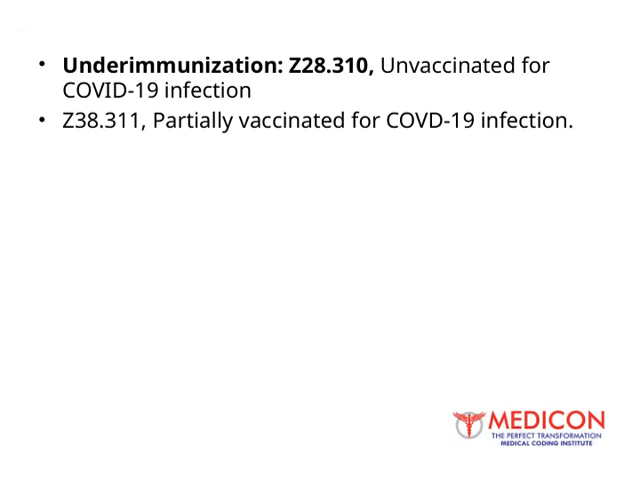Now, let's look at some important codes related to underimmunization. The code Z28.310 refers to individuals who are unvaccinated for COVID-19 infection. This highlights cases where people haven't received the COVID-19 vaccine at all. On the other hand, Z28.311 covers those who are partially vaccinated for COVID-19. This means they've started the vaccination process, but haven't completed the full series.